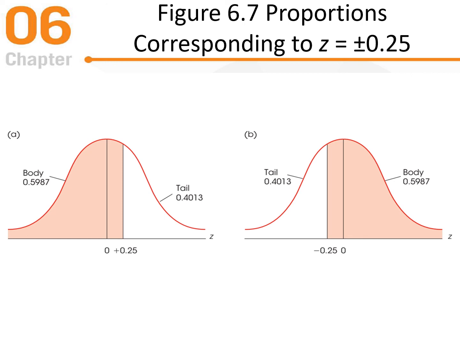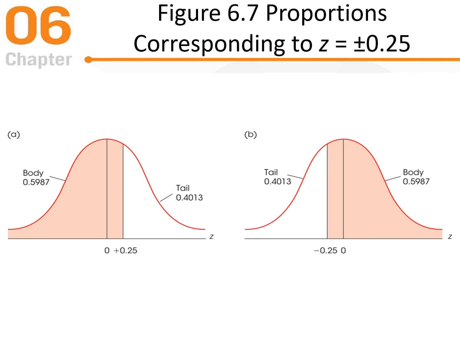Now, the one thing about the body is it's the same. So whether your z-score is 0.25 or negative 0.25, the body is going to be the same. And then the tail is going to be the same. The tail is going to be the rest of the curve. So if your z-score is positive, the tail is to the right. If your z-score is negative, the tail is the area to the left. And of course, they're the same because the z-scores are the same. Right? 0.25, whether it's positive or negative, gives you the same values. It just means whether the z-score is on the left or the right side of the mean.